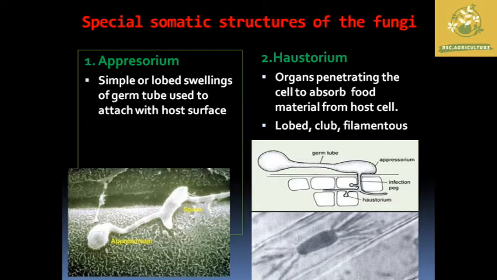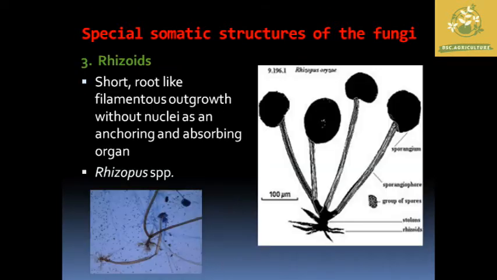After that we are going to see the special somatic structures of the fungi. The first one is the appressorium, which is known as the simple bilobed swelling of the germ tube, which is used to attach to the surface of the host cell. And the haustoria, which is different from the appressorium in a slight manner, is used to penetrate the cell to absorb food material from the host, so it acts as a root for the microorganism.